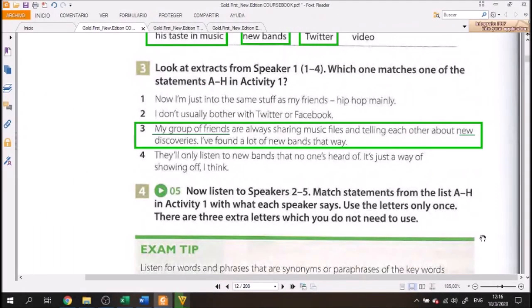Let's continue then. Now we are going to move on to listening to the rest of the speakers. We have already heard speaker one and we have matched what he said. Now we are going to listen to speakers 2 to 5 and match the statements from the list A to H in activity one with what each speaker says. Use the letters only once. There are three extra letters which you do not need to use.